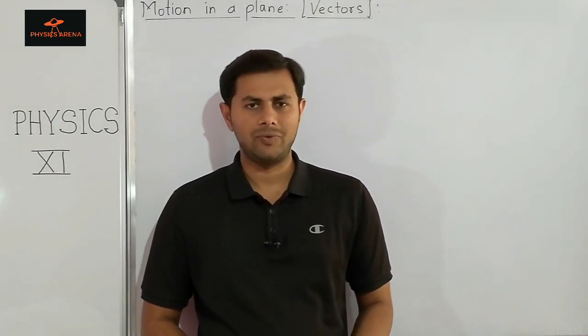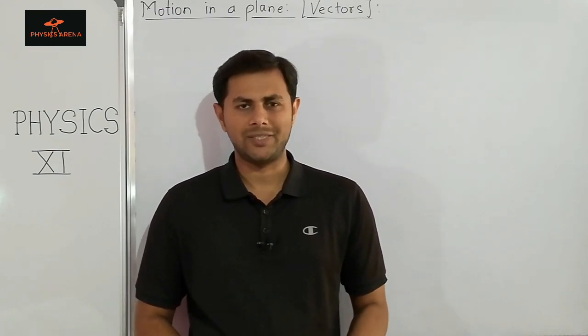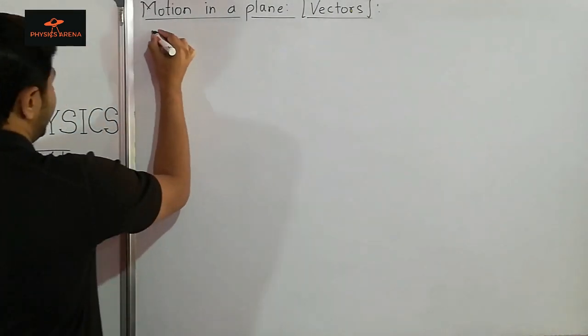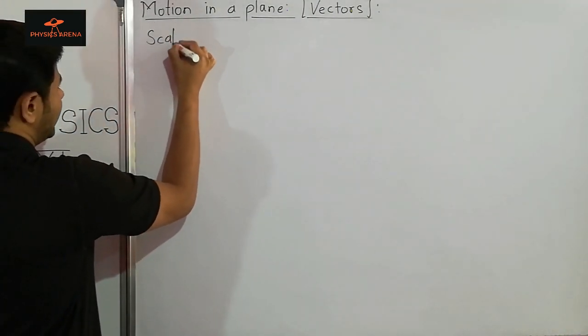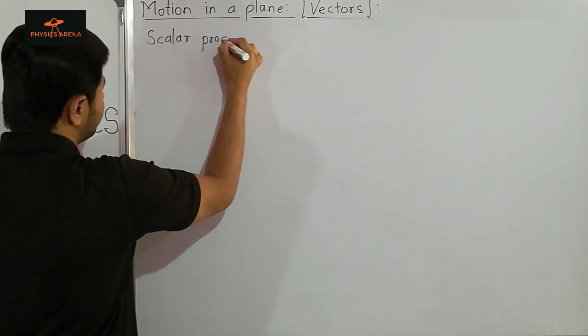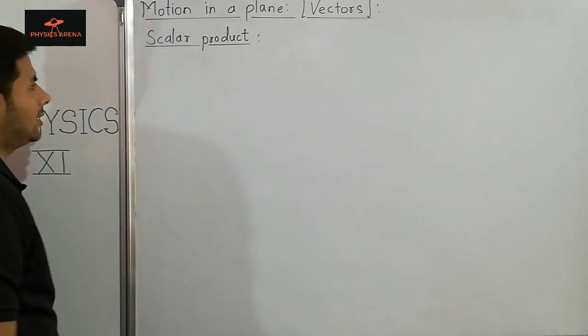In this lecture, we will study the multiplication of vector quantities. So let us start. There are two types of multiplication of vector quantities: scalar product and the other one is vector product.